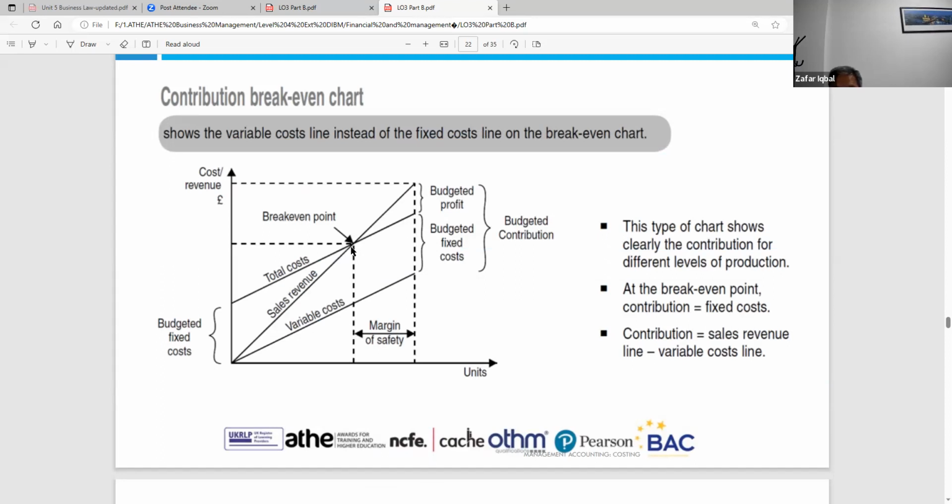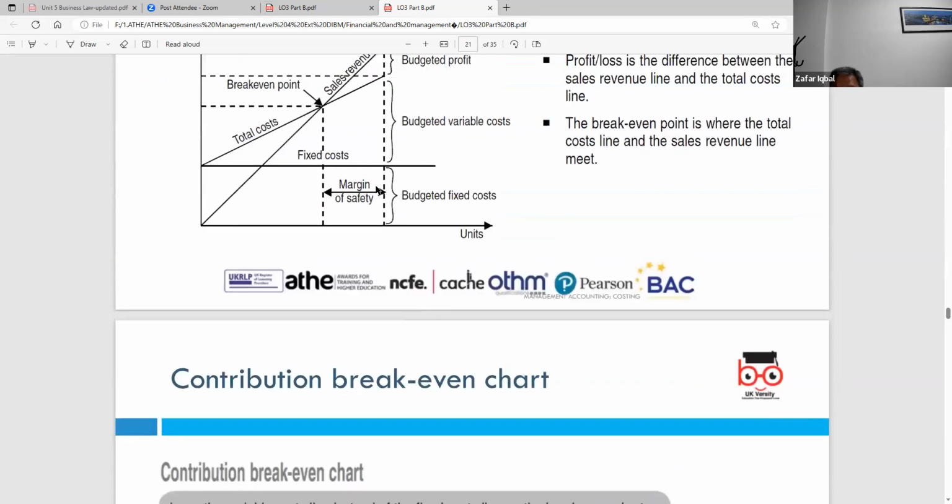So have a look at this. It shows the variable cost line instead of the fixed cost line on the break-even chart. So there's no fixed cost here. This is the total sales revenue, and this is the variable cost. Once you add the fixed cost, the variable cost goes up there plus the fixed cost, and that becomes the total cost. All this is a fixed cost. So this was shown here before.